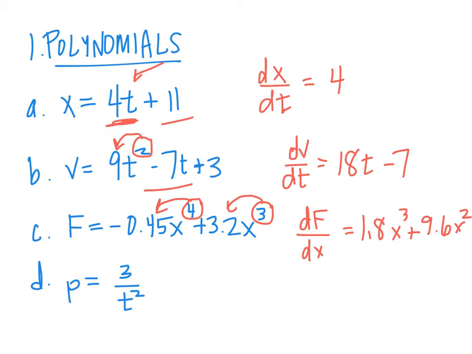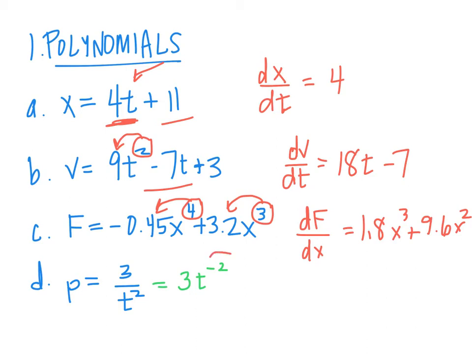All right, and the last one here doesn't seem to follow the pattern at all. We have the variable in the bottom of the function. So the first thing we're going to want to do here is transform that function into something that looks a little bit more like what we've been noticing in other problems. So I'm going to rewrite this as 3t to the negative 2. I'm going to bring that exponent up so that it looks more like what we're used to seeing, and then I'll just follow the rule.